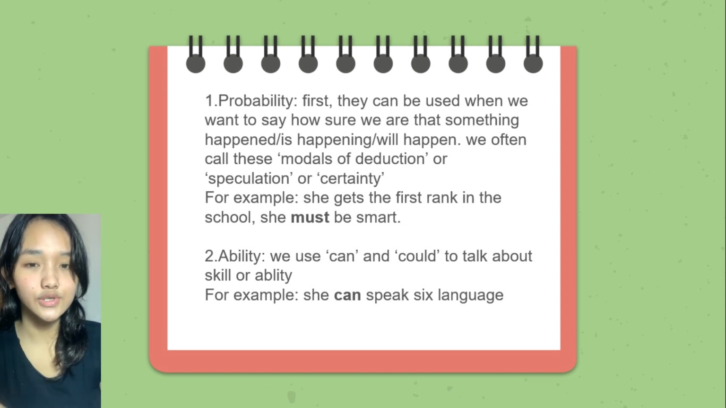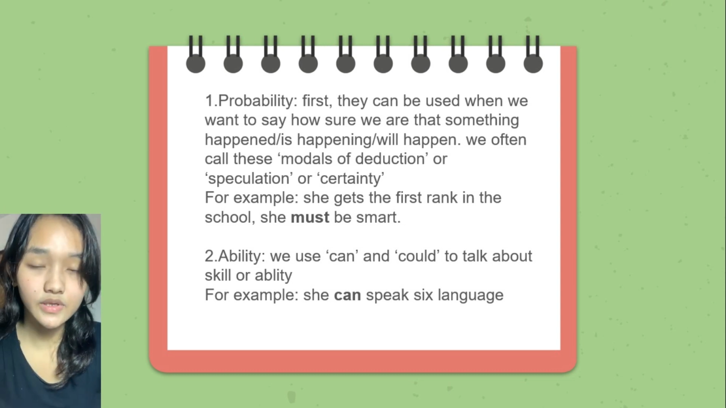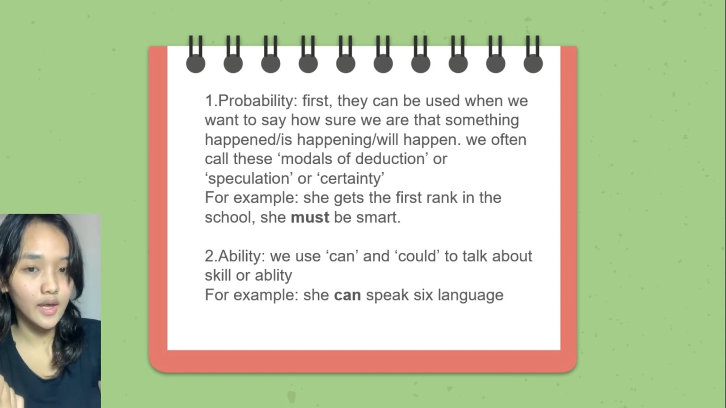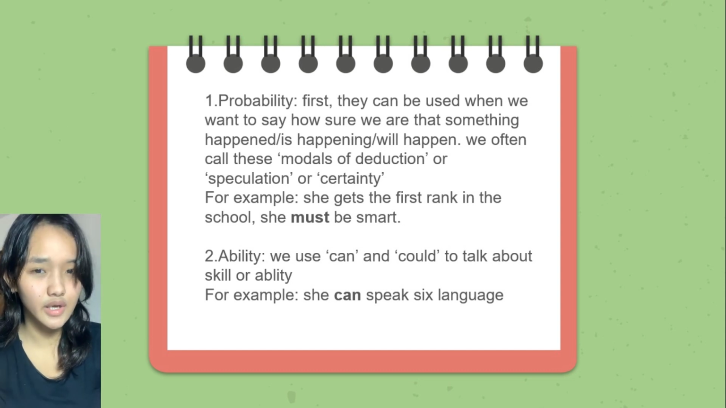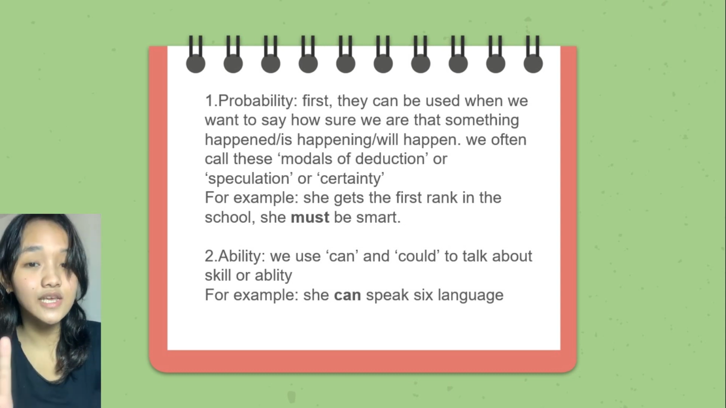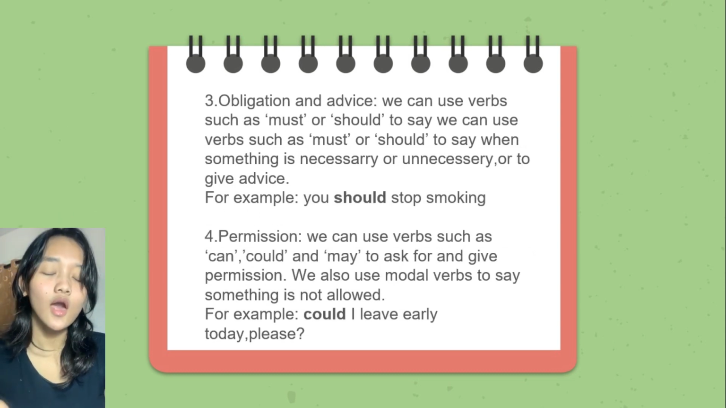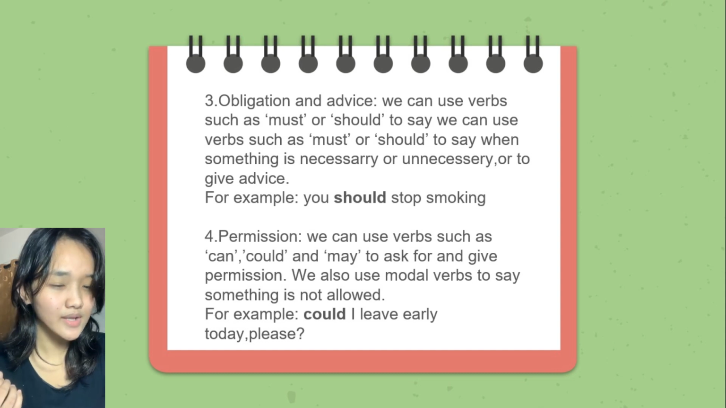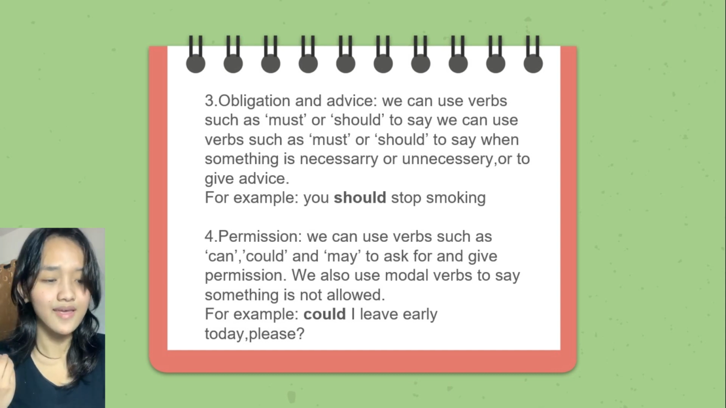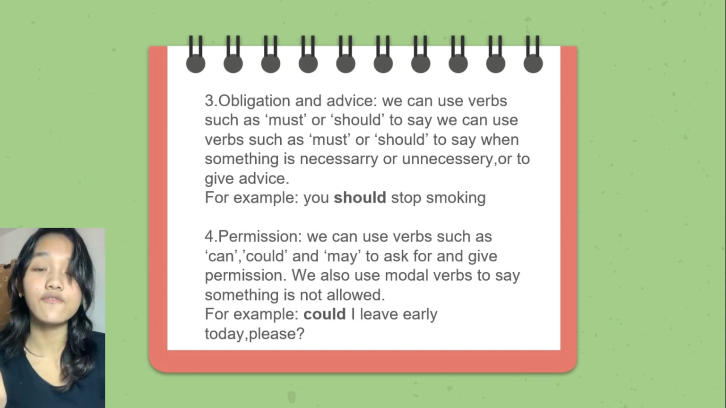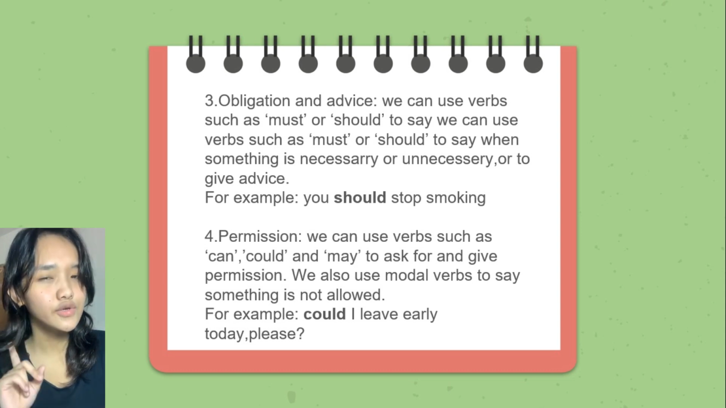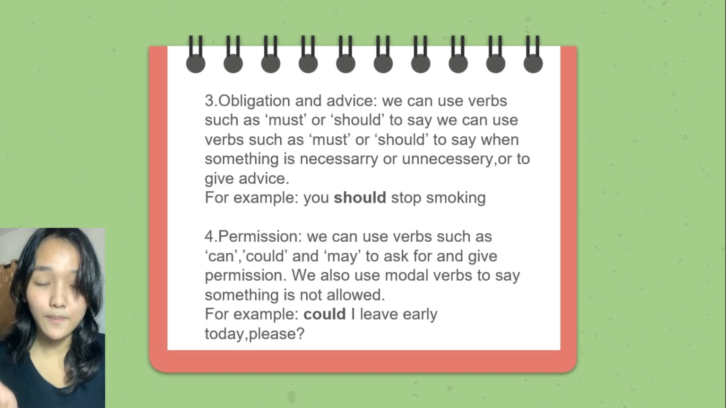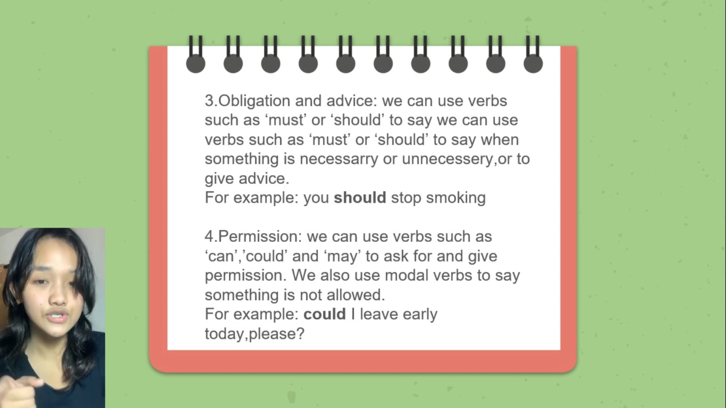Number 2 is ability. We use can and could to talk about skill or ability. For example, she can speak 6 languages. Thirdly, obligation and advice. We can use modal verbs such as must or should to say when something is necessary or unnecessary, or to give advice. For example, you should stop smoking. The modal verb here is should.